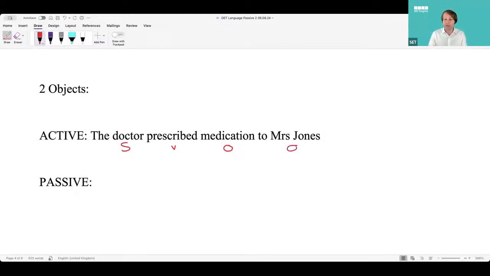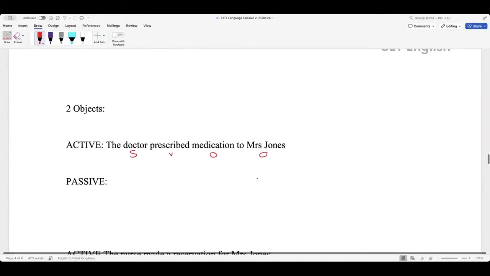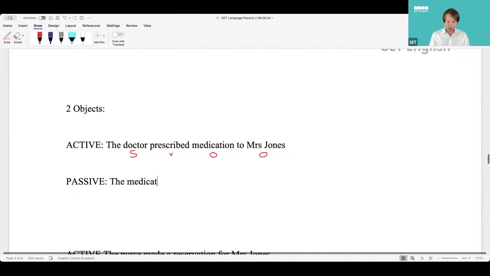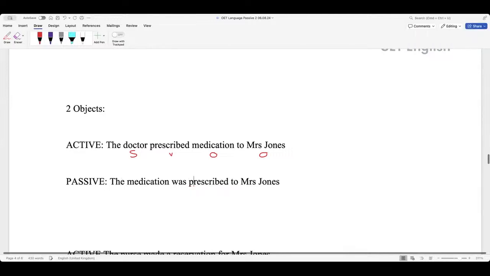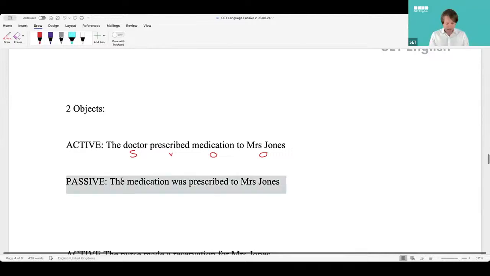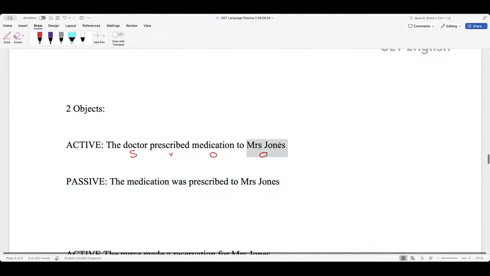Jello, do you think you can make me a passive here? The medication was prescribed to Mrs. Jones. Is this correct, guys? What do you think? Correct? Yes. So which object are we starting with? Medication. The first object.